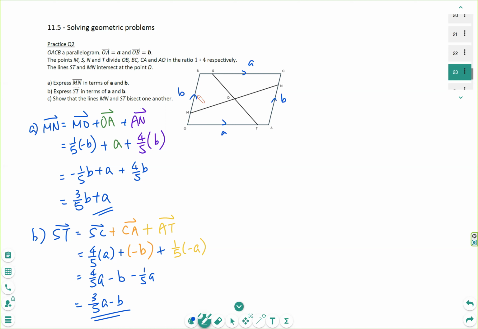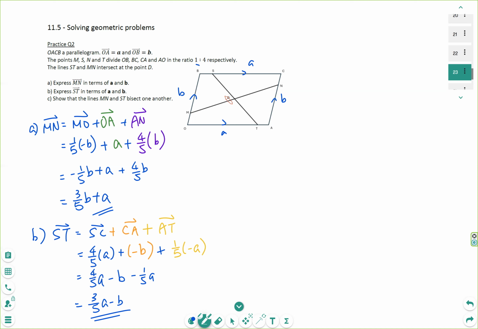MO now is opposite to the arrow, so it will be negative B. So it's 1/5 of B because 1 to 4 divided by 1 to 4, so the fraction would be out of 5. So 1/5 of negative B because opposite direction, plus OA, which is A. So you can see I use green to show you this corresponds to OA. And AN, which is 4/5 of B. So minus 1/5 plus 4/5 of B is 3/5 of B plus A.